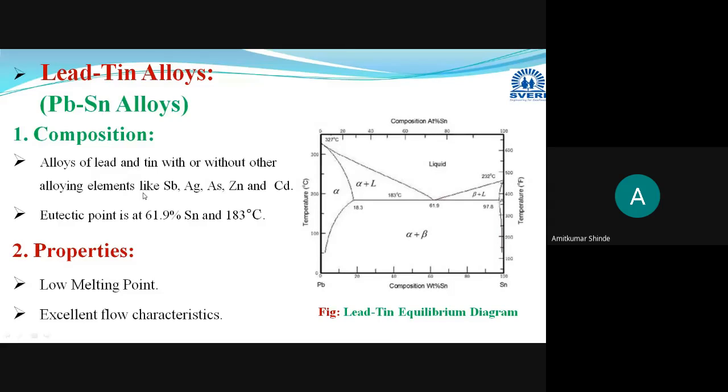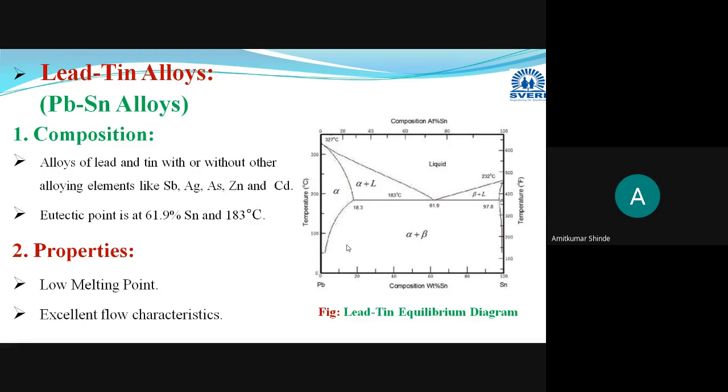After this general composition, there are specific properties of these lead and tin alloys. They have a relatively very low melting point. Here you can see that at this particular composition, its melting point is 183 degrees Celsius. It will get transformed directly to the liquid. All these lead and tin alloys have a very low melting point, and they show excellent flow characteristics. Excellent flow characteristics and low melting point are the characteristics of these lead and tin alloys.